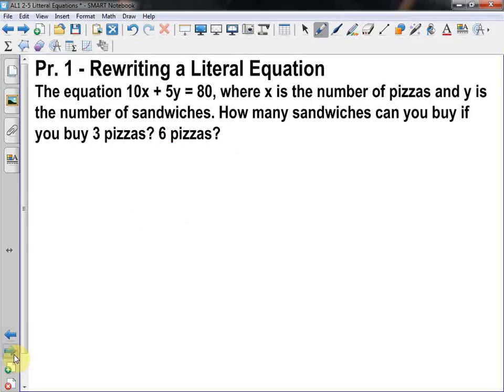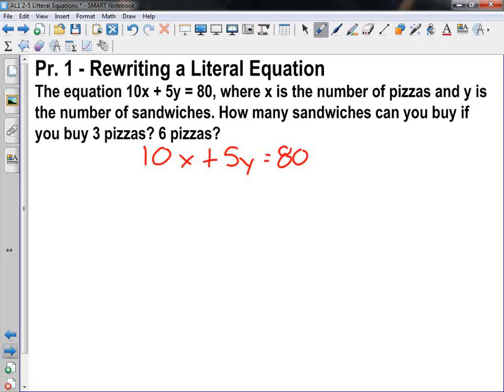Okay. Here we have a literal equation. It's about pizzas and sandwiches. So we have the equation 10x plus 5y. Let me ask Amy, why is that a literal equation? Two variables, which are x and y. What does x stand for? Pizzas. What does y stand for? Sandwiches. Okay, good. Now, it's all right, there's more than one Amy here today.